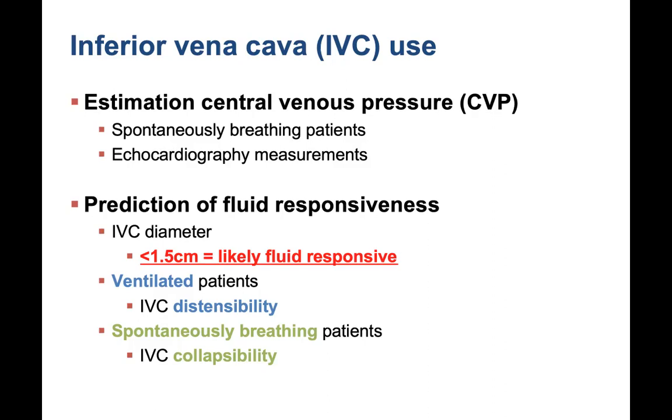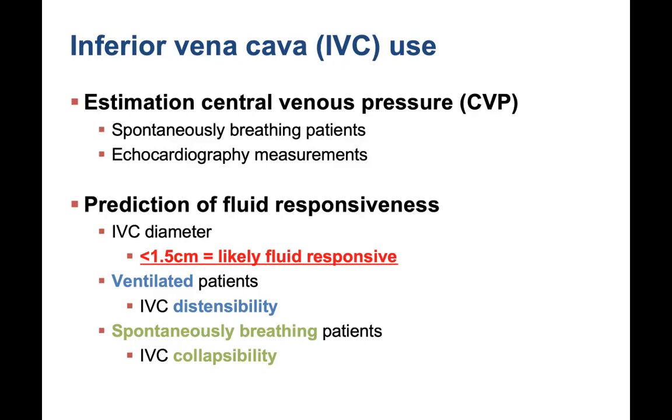So the top, estimation of CVP, this is an echocardiography measurement. So if you look at an echo report, you will always see the IVC or the right atrial pressure, or maybe not always, most of the time, right? And this is done in spontaneously breathing patients. So if the patient's intubated, that report might say unable to calculate CVP or right atrial pressure because the patient's intubated. And that's just because the literature isn't supported in intubated patients.